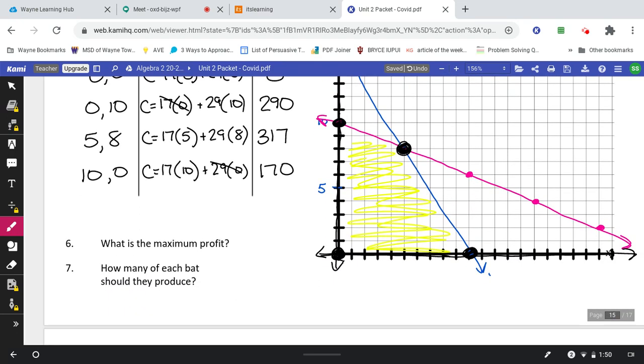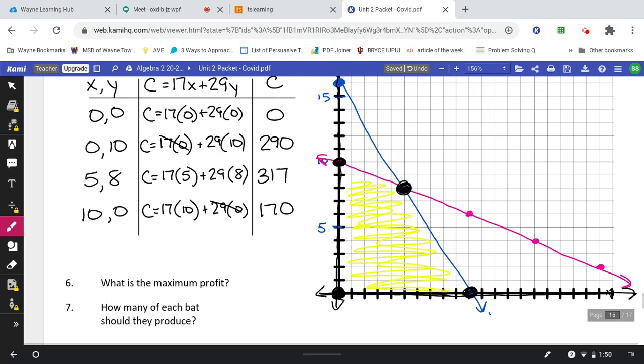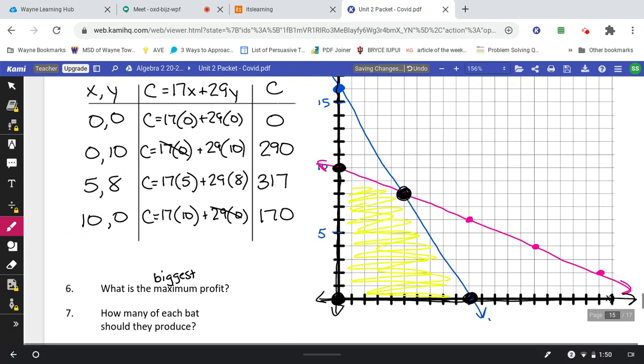Then we scroll to the bottom, we have 2 more questions. Number 6 says, what is the maximum profit? So a maximum is the biggest. You want to look in your C column all the way at the end on the right, and try to look for what number here is the largest. Well, the largest number I see is 317. So you're going to write an answer of 317.